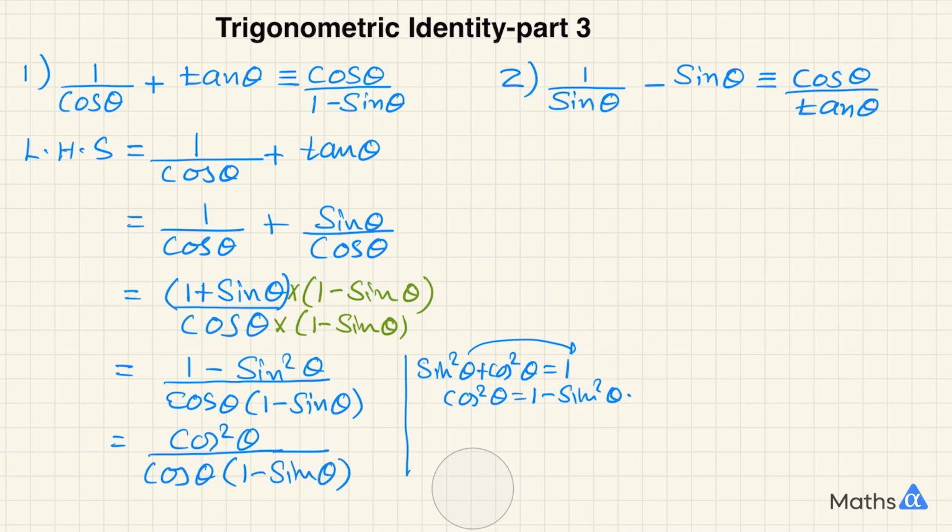So now you can see what is happening here. We can cancel out one cos theta, because cos theta is a common factor to the numerator and denominator. Therefore, I'm going to divide top and bottom by cos theta. That gives us cos theta over 1 minus sin theta. So that is the result we have here. So we proved the identity.